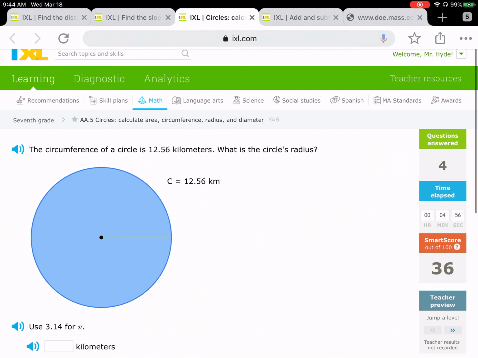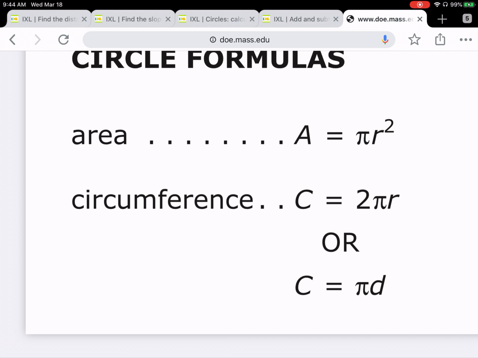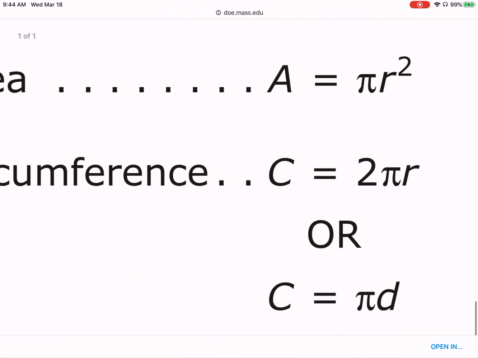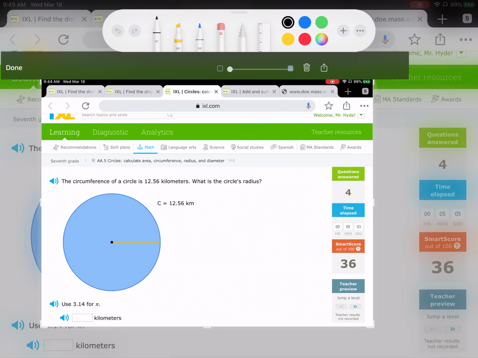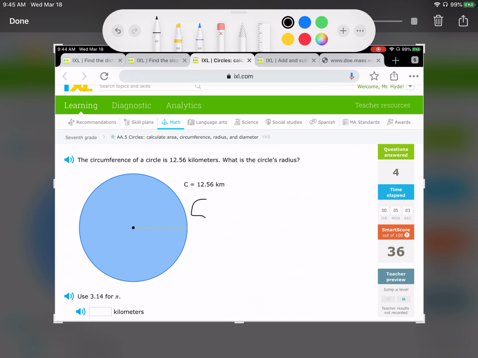Circumference again, and they want the radius. So I'm going to use that formula again with the radius. So I'm going to come back and say C equals 2 pi r. So circumference is 12.56.